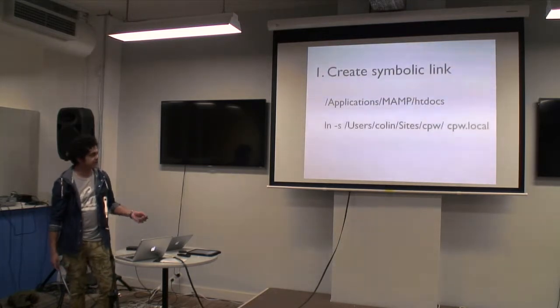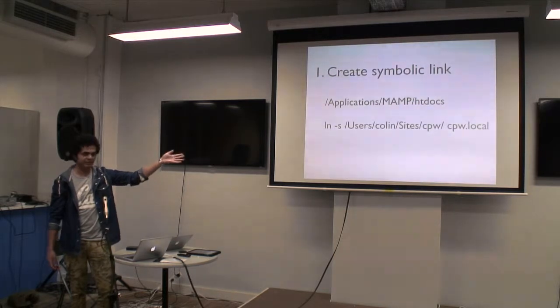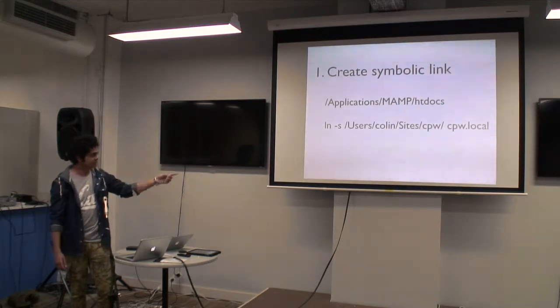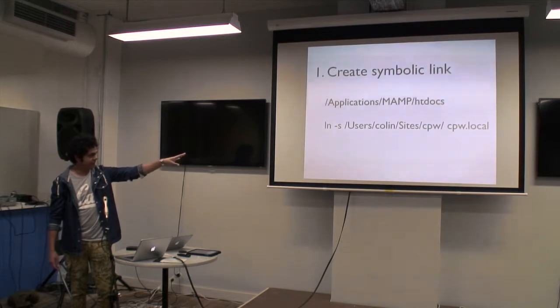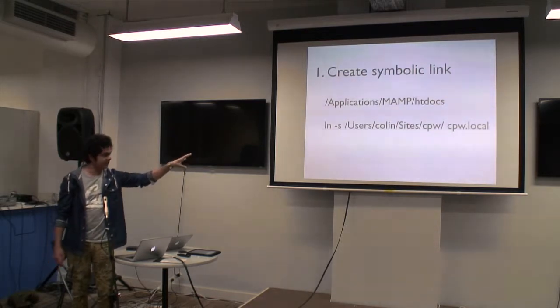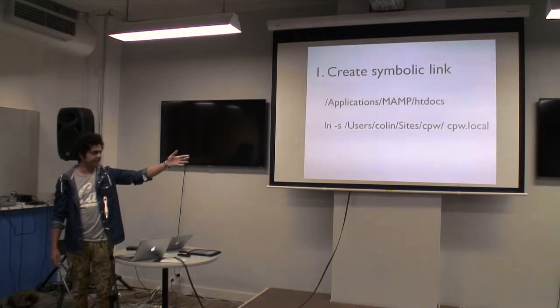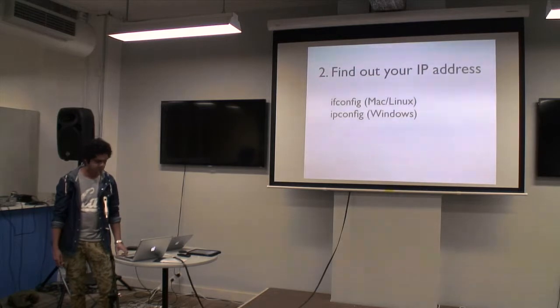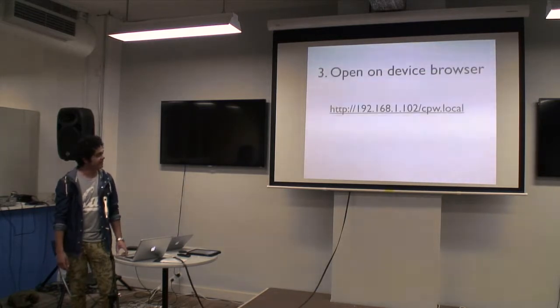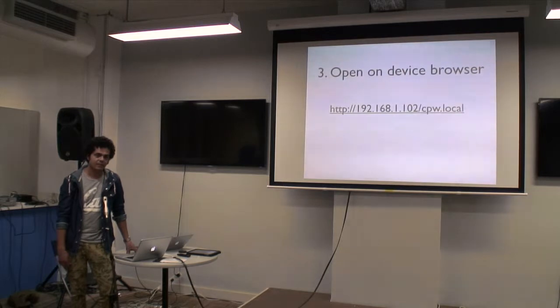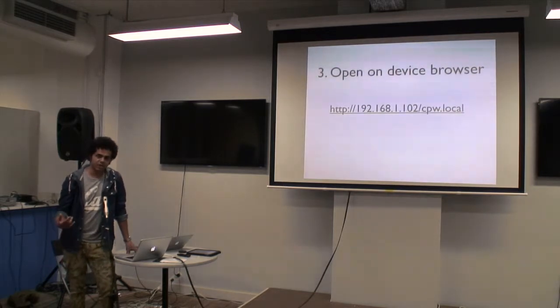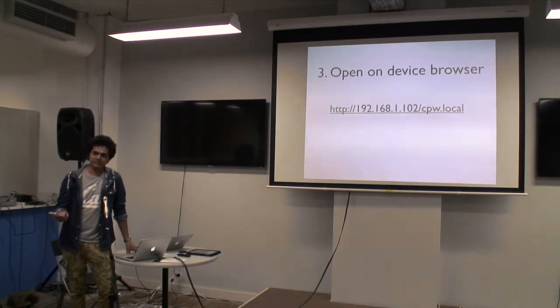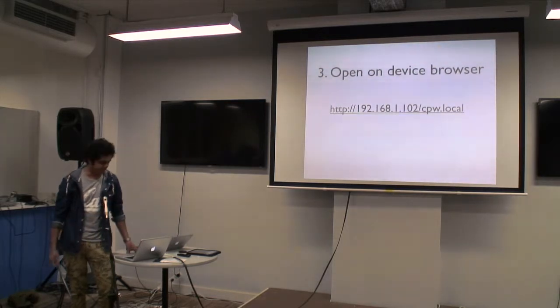You create a symbolic link, and because I'm using MAMP, I go to MAMP htdocs, that's where my localhost runs from. So I've created a symbolic link pointing to my actual website there, my Drupal site, CPW, and the link is cpw.local, right? You find out your IP address. Very simple, and then you can open it on any device, locally. So you're actually accessing your local website without having to download iOS simulators. I mean, how do you do that if you have Linux? I'm not even sure if that's supported, right? So with any device, you just run off your local thing.